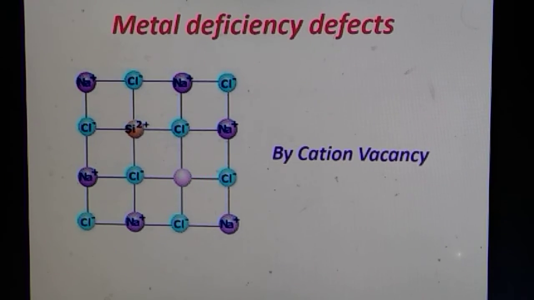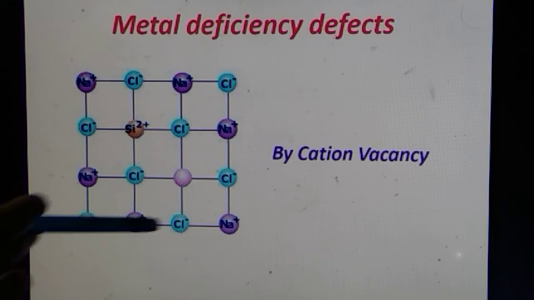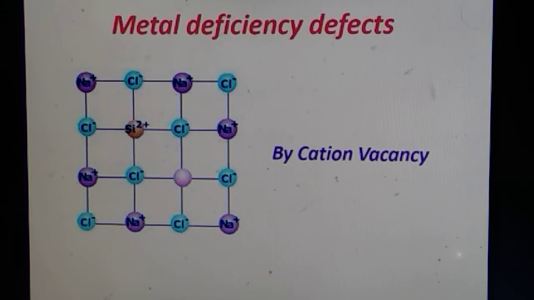Metal deficiency defect: which type of solid shows it? The metal which has variable valencies. Name examples of such solids: FeO, FeS, NiO, etc. There are many solids which are difficult to prepare in the stoichiometric composition and contain less amount of the metal as compared to the stoichiometric proportion. To maintain electrical neutrality, that is 3M2+ equal to 2M3+.